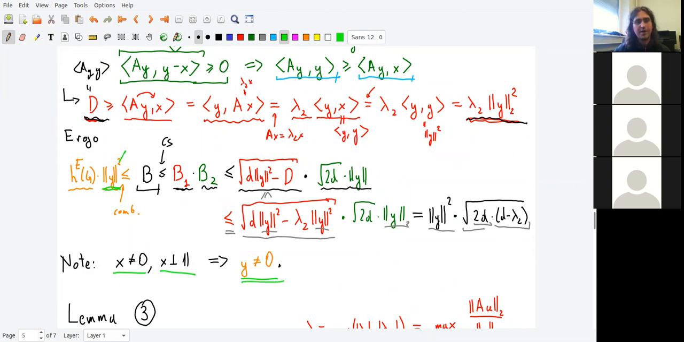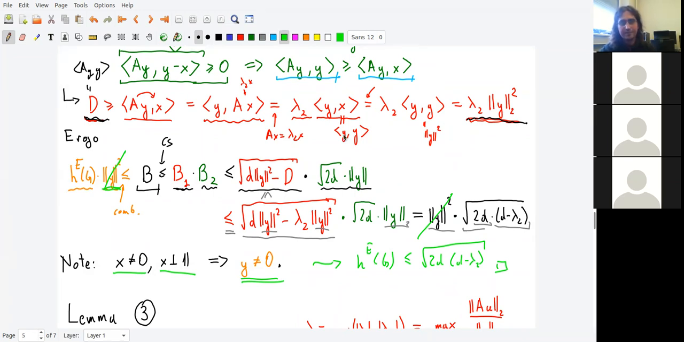I can now divide by the square of its norm, and I get what I want. The edge expansion is a lower bound for the term 2d times d minus lambda. And this proves the second inequality. Good. Any questions? And otherwise, please put a +1 if you're happy with the proof.